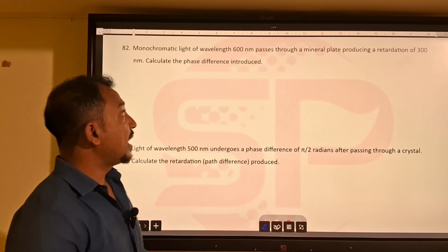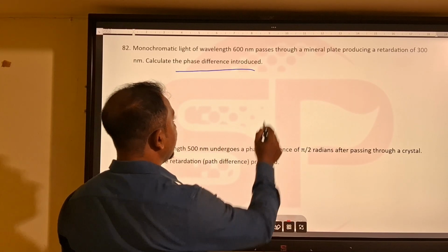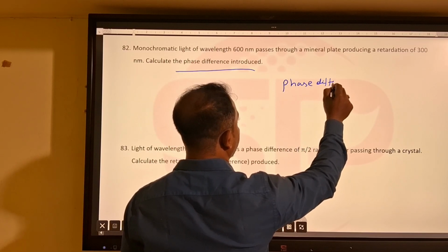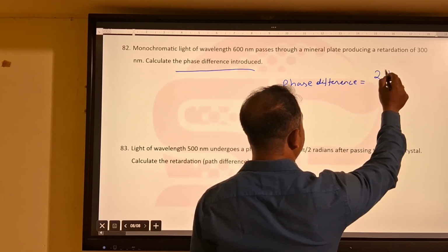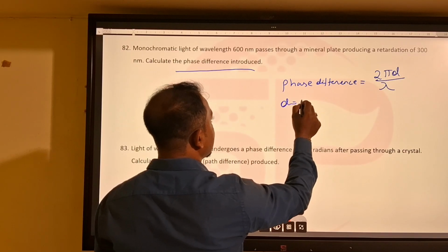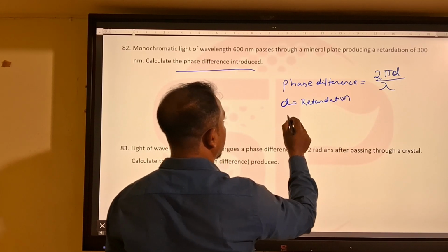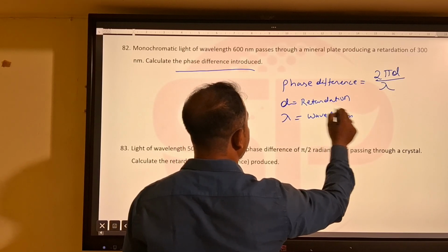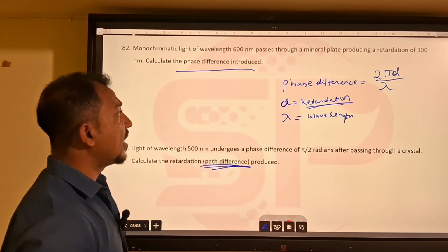So next, come to another type of question, that is phase difference. There is a formula: phase difference equal to 2 pi d by lambda. So d is your retardation, and lambda is your wavelength. Retardation is also called path difference.